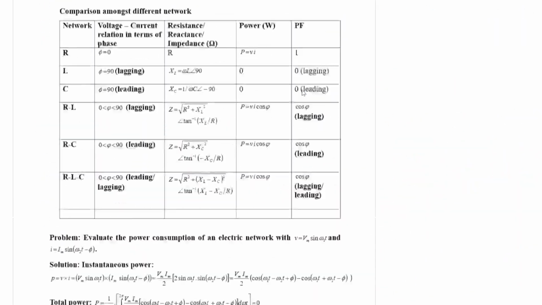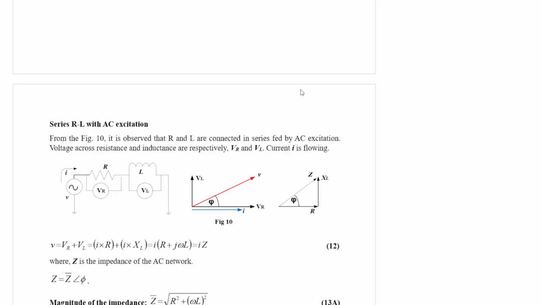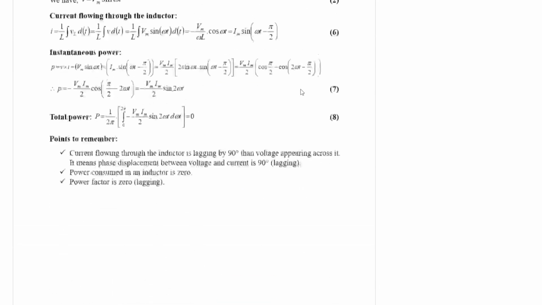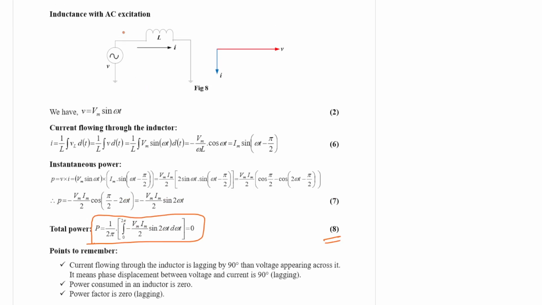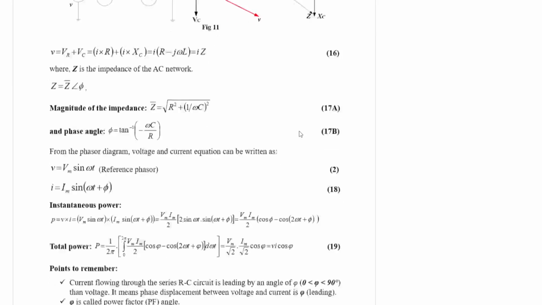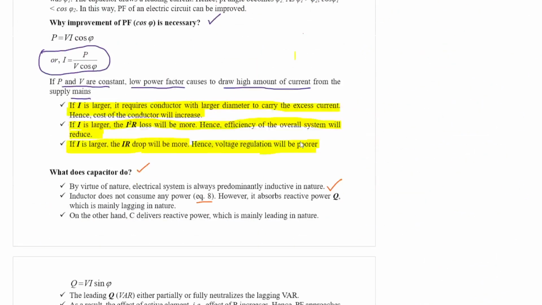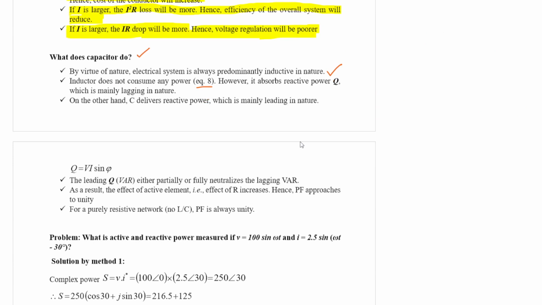Let us look at equation 8. You see this equation 8, that is, instantaneous power is 0 in the case of an inductor. So power consumption or power dissipation through an inductor is 0 from equation 8. However, it absorbs reactive power. Already mentioned, if an inductor is there, it absorbs reactive power. This is called lagging var.